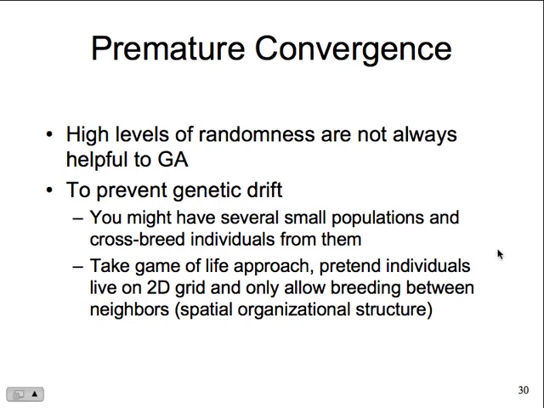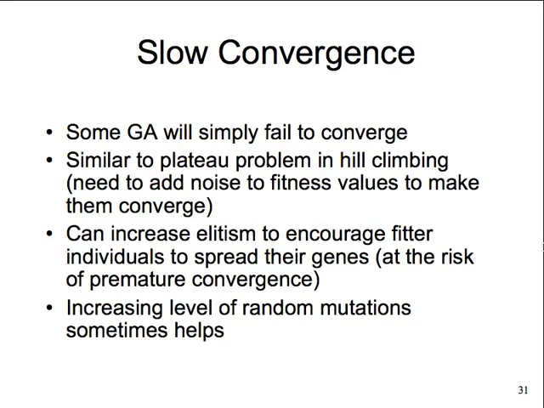And you can take the game of life approach. Pretend that individuals live on a 2D grid and only allow breeding between the neighbors, a spatial organizational structure. And go, well, then that's kind of the randomness, but it's not random. It's just fixed in terms of its population. Or you can do a slow convergence. So some genetic algorithms will simply fail to converge. They'll fail to actually get the combinations to work together.